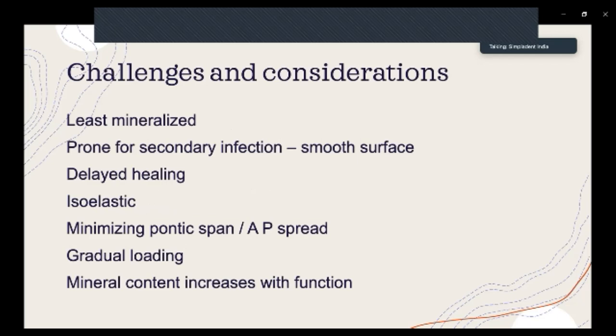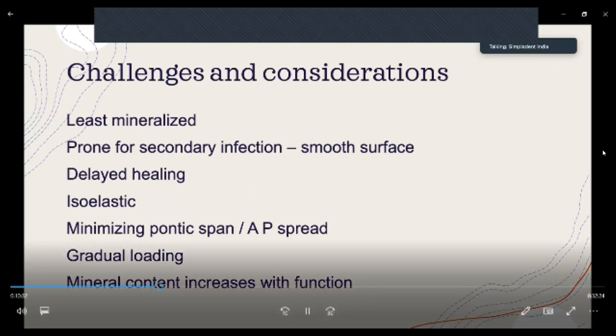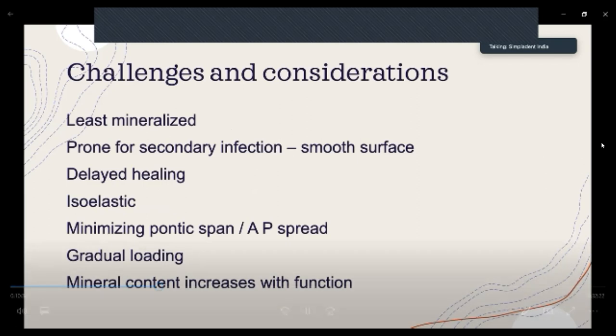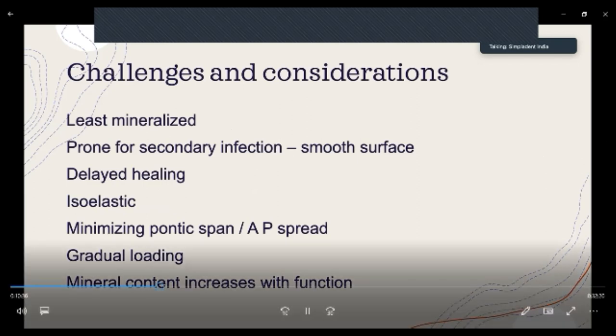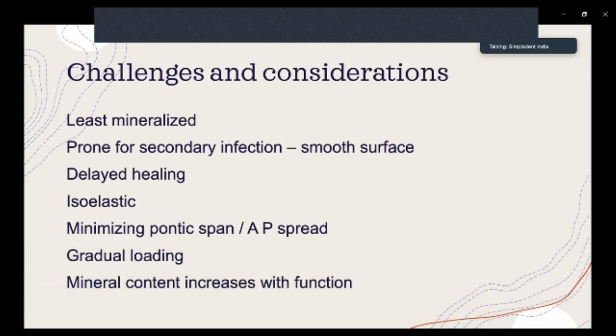So what are the challenges and considerations? If you are placing an implant, the bone is very least mineralized and prone to secondary infection. So I prefer smooth surface implants. There is delayed healing. When the bone has low mineralization, it is better to do delayed healing, or fix and splint the implants and wait for the prosthesis for mastication until after 4 months.